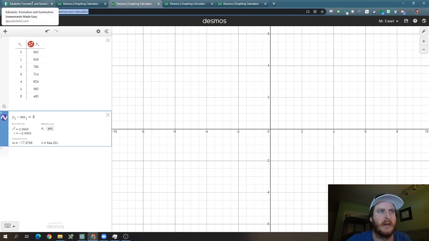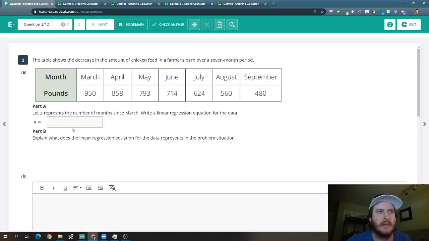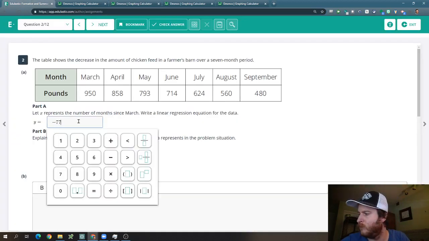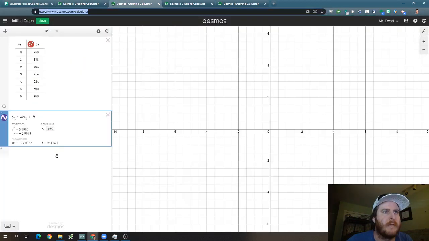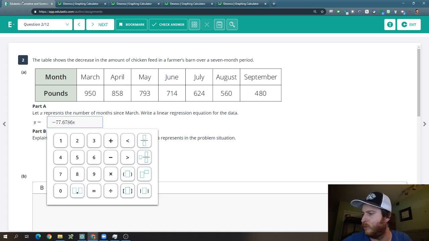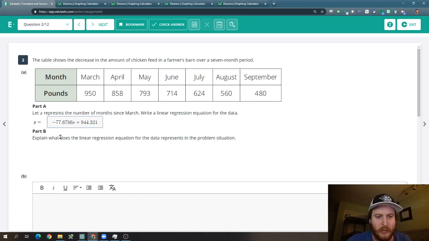So 4 decimals here would be negative 77.6786x. And then for our B, it's 944.321. So plus 944.321. So there's our regression equation.